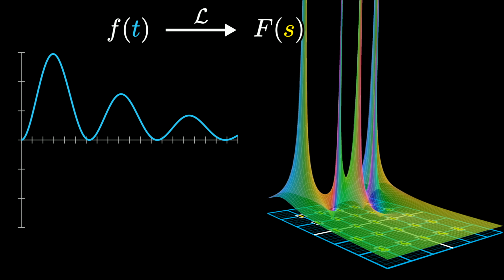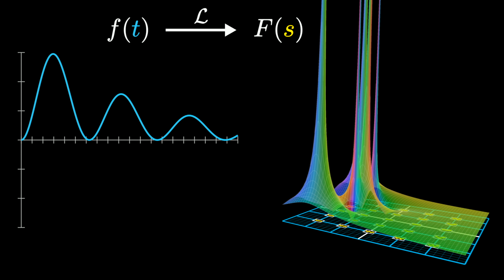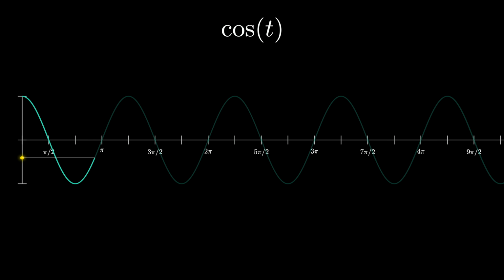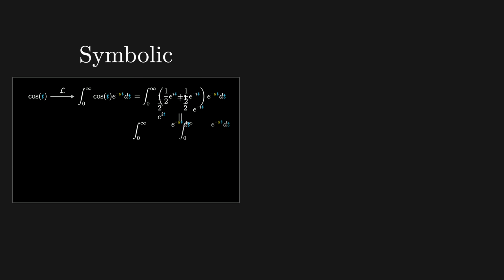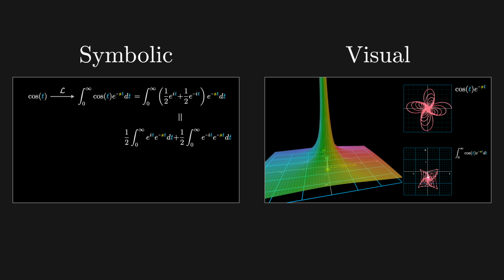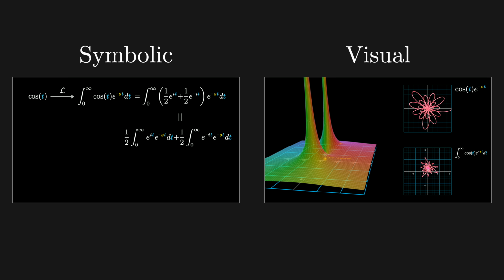The final step to fleshing out that idea is to convince ourselves that this works for combinations. As an example, let's pull back in our good friend, the cosine of t. And here we have two options for how to study this. We can think it through symbolically, and then after, for fun, let's plug it into that same visual machine and see what it looks like.